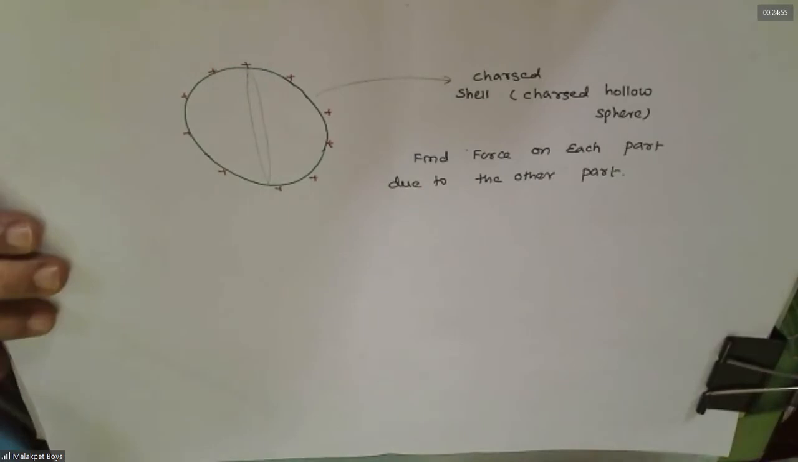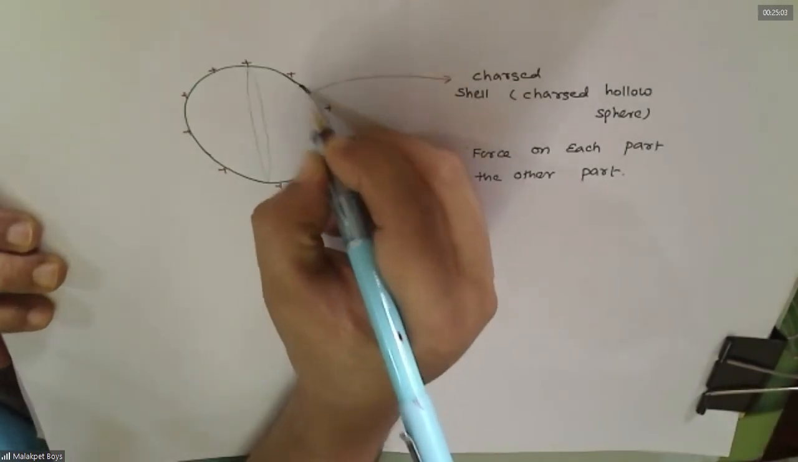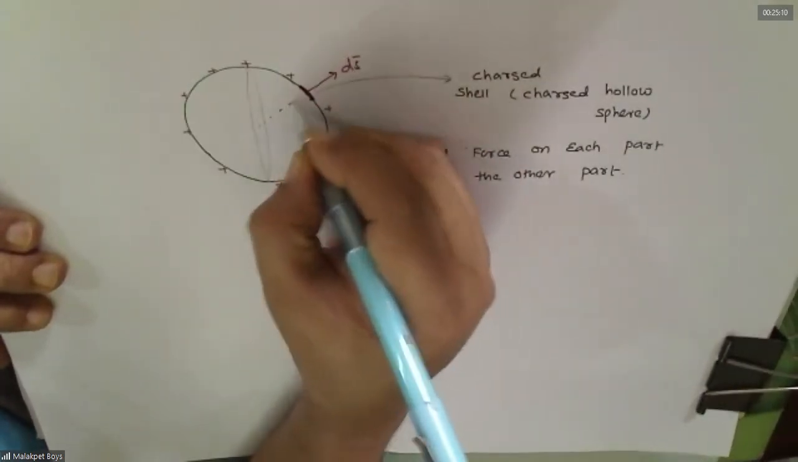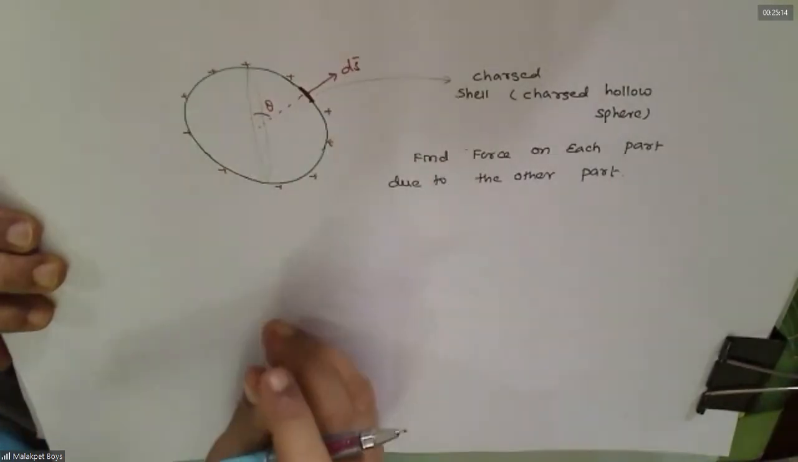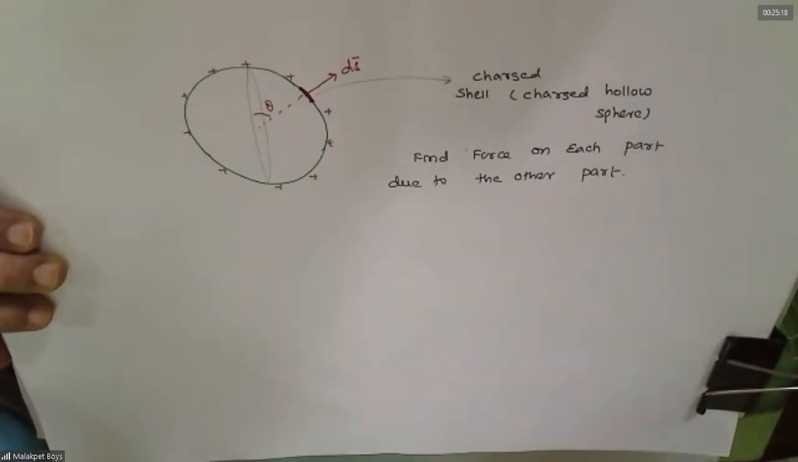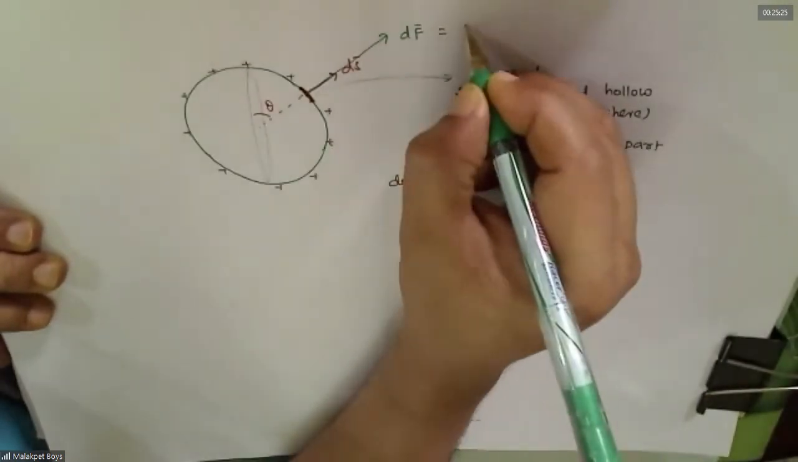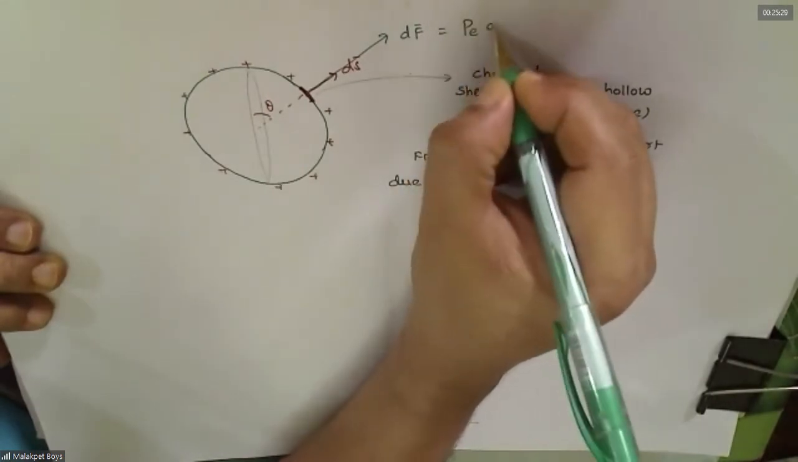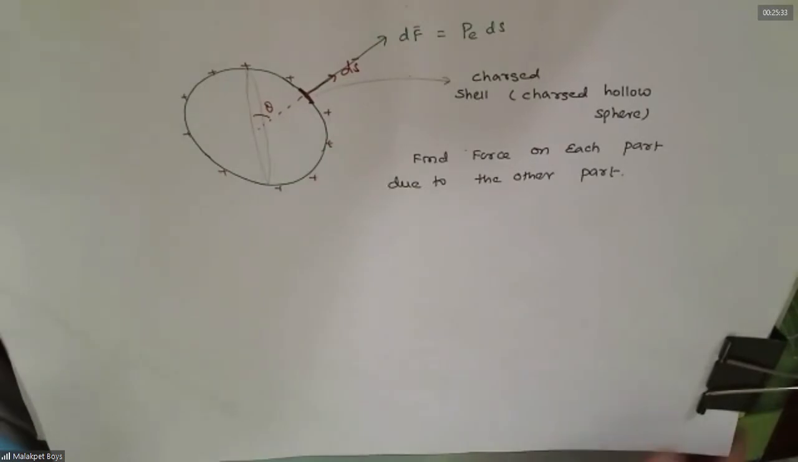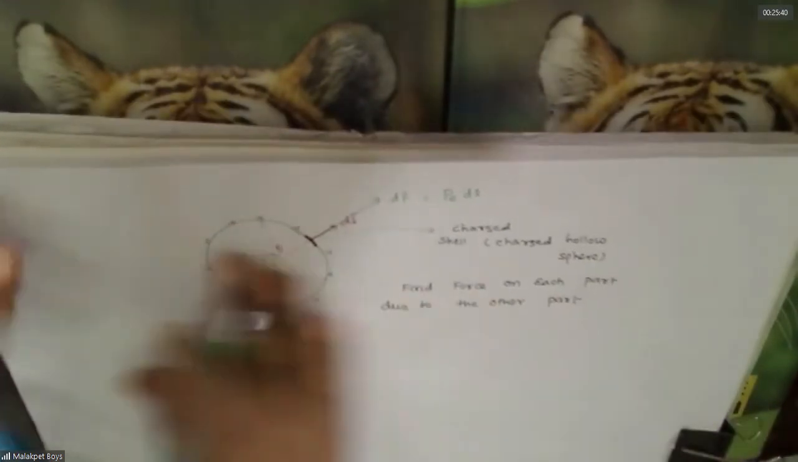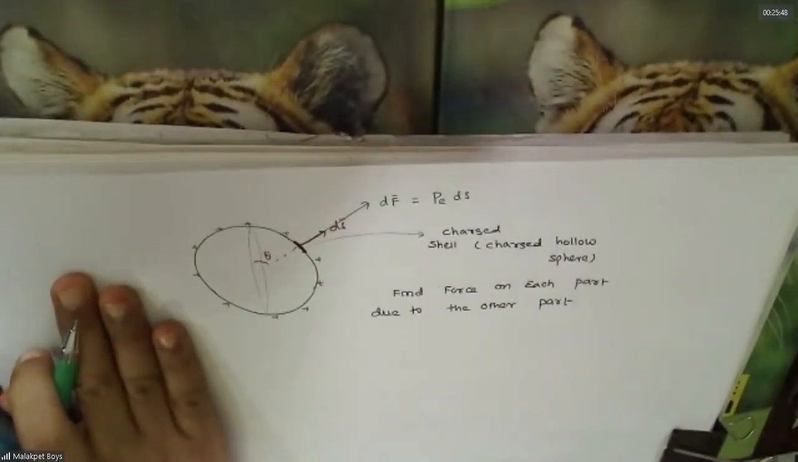See here, follow carefully. You take any element here, an element ds, at an angle of theta with this. Now on this element, there will be a force, an outward force, no? There will be a force along this. This outward force is the electric pressure into ds. Do you agree with this? Any doubt?